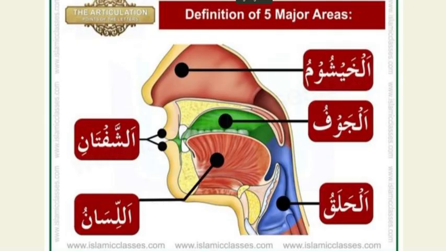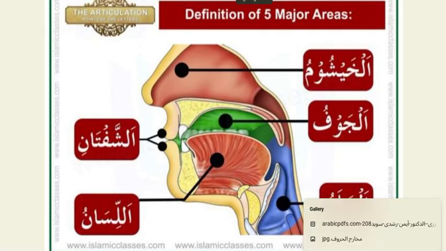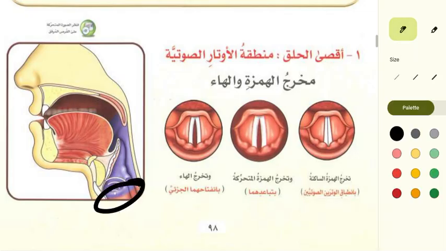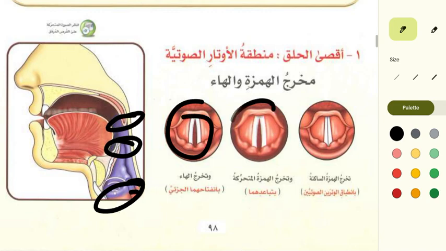So in our first class we said that there are 5 articulation points. These are the tongue, the lips, the throat, the nasal cavity, and finally al-jawf, which is the empty space inside the mouth. And we started discussing the throat, and we said that the throat is divided into 3 parts. These are the deepest part of the throat, this part over here, the middle of the throat, and the upper throat.